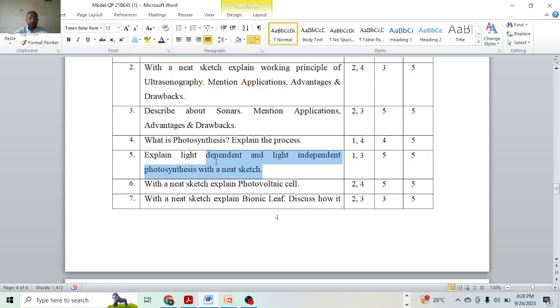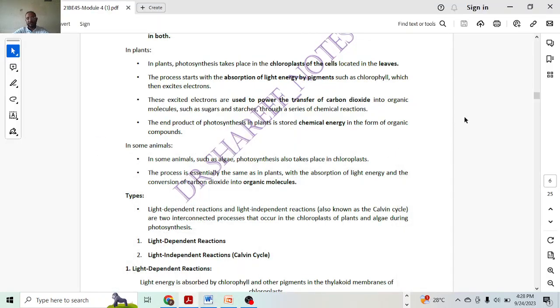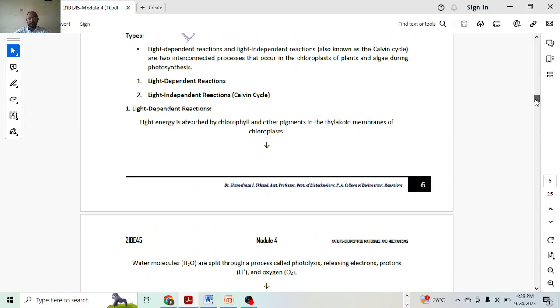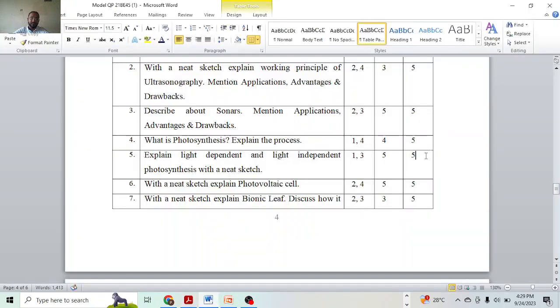So both the things they are asking for just 5 marks, which might actually be very tough questions, because both cannot be asked for 5 marks since they are very huge topics. But if they have asked for 5 marks, I have given 5 here because you need to be able to reduce it to 5. Since a lot of topics are small, there is a chance of giving it for 5 marks.